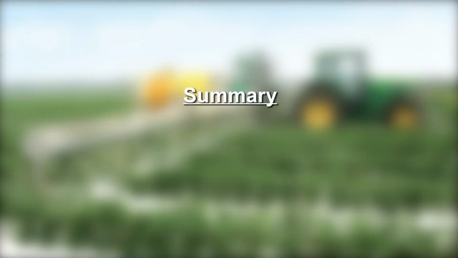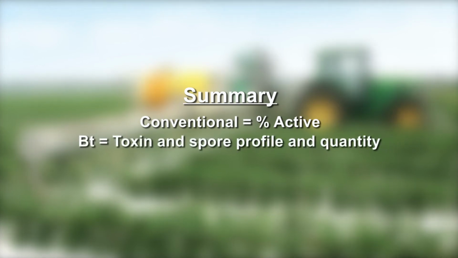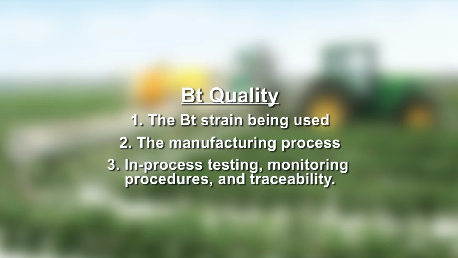To summarize, unlike conventional chemicals, BT quality cannot be predicted by just percent active ingredient, but rather by the BT strain-specific complex mixture of toxin proteins and spores of the formulated BT product. BT quality can be thought of as the sum of the following parts: 1. The BT strain being used. 2. The manufacturing process. 3. In-process testing, monitoring procedures, and traceability.